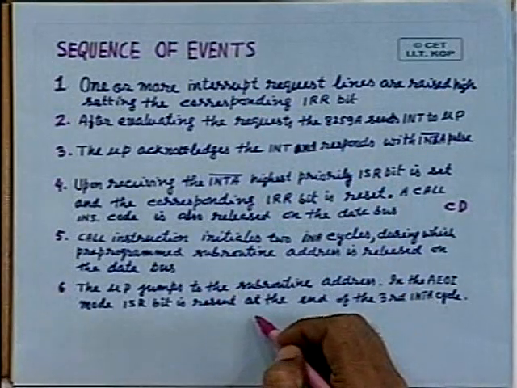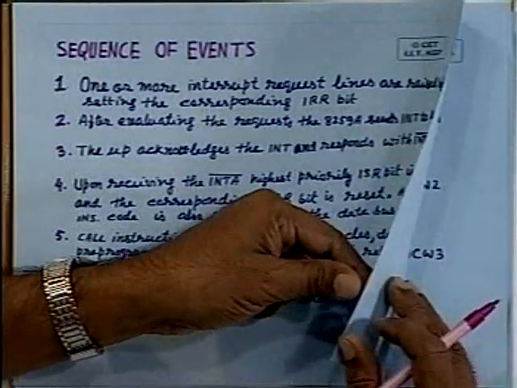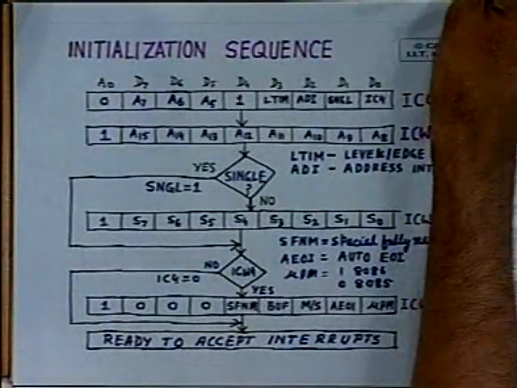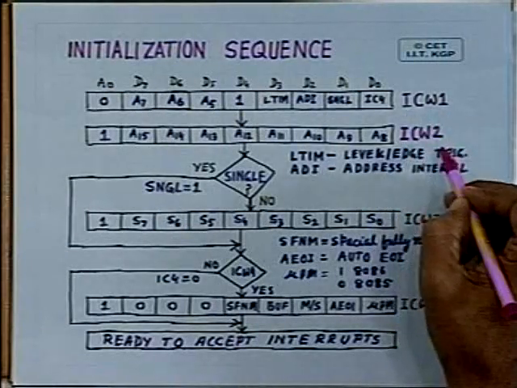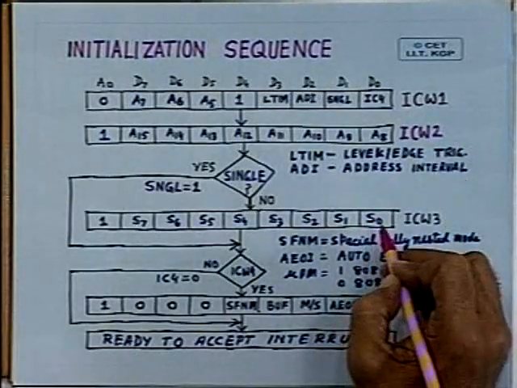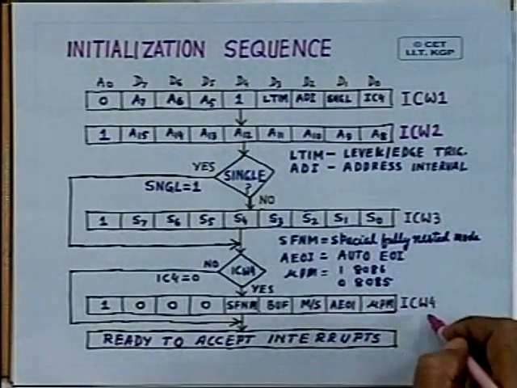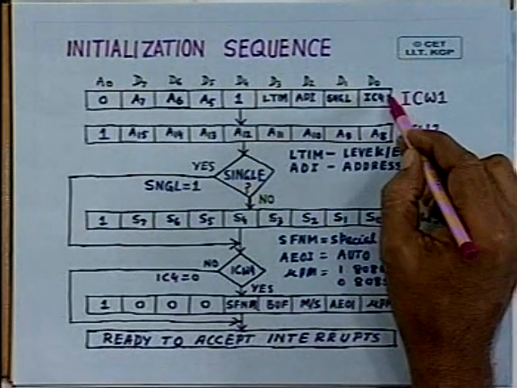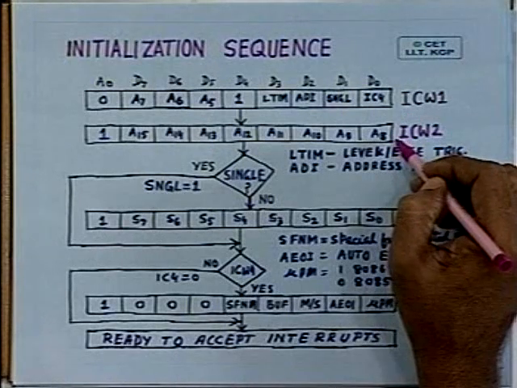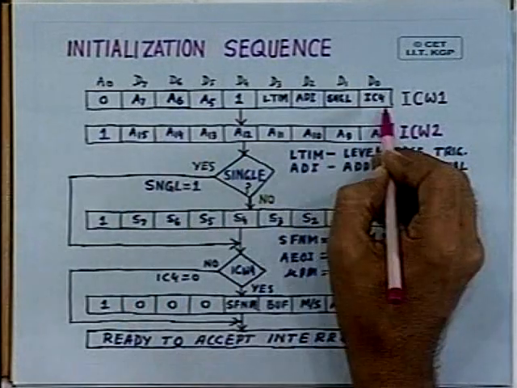Now obviously, it will not work on its own. The user must program it, initialize the programmable interrupt controller, and for that purpose, the interrupt controller is provided with a number of registers, and these are the various registers. There are four registers for initialization, which are known as initialization command words, ICW1, ICW2, ICW3, and ICW4. Although there are four command words, usually two are sufficient in most situations. However, there are some situations where you require four. Let's see what is provided by this.